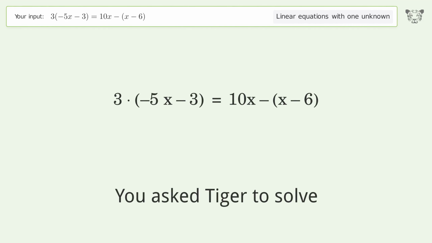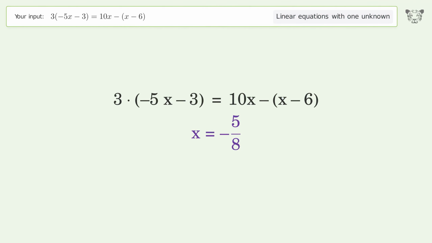You ask Tiger to solve. This deals with linear equations with one unknown. The final result is x equals -5/8. Let's solve it step by step.